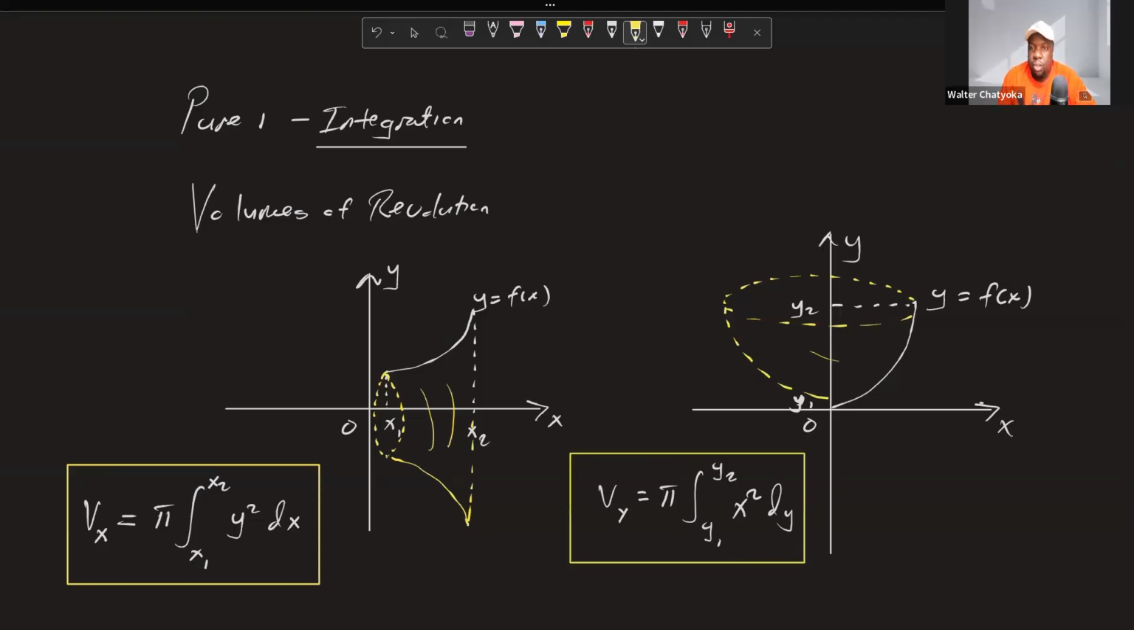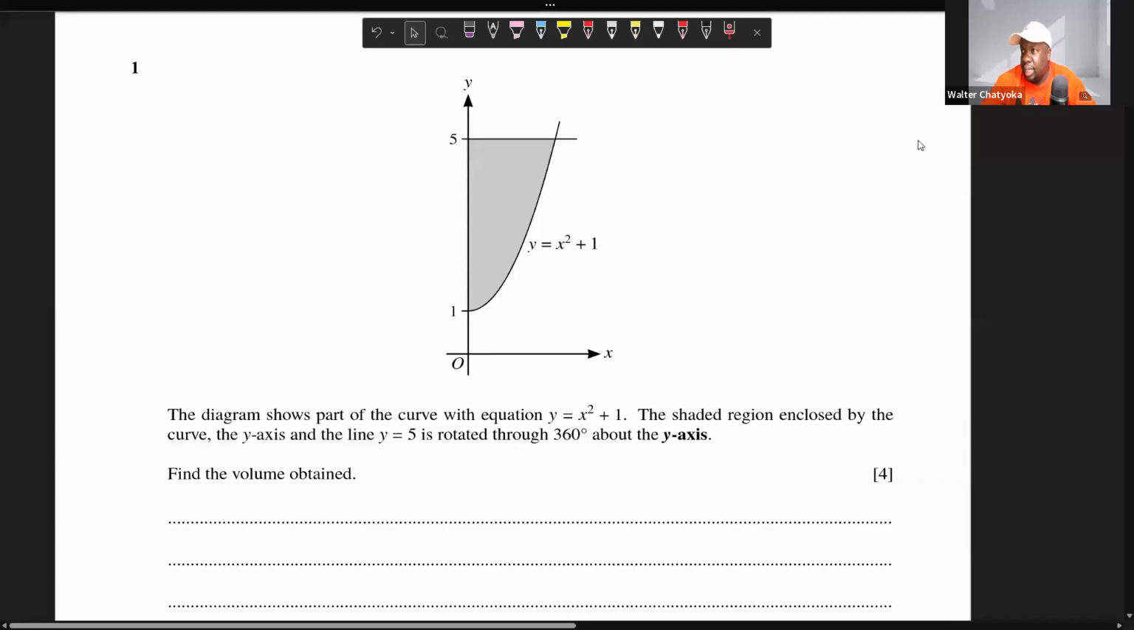So I'm going to be making use of some examples, and we're going to start with this one here. It says the diagram shows part of the curve with the equation y is equal to x squared plus 1, and the shaded region enclosed by the curve, the y-axis, and the line y is equal to 5 is rotated through 360 degrees about the y-axis. So they say we should find the volume obtained.